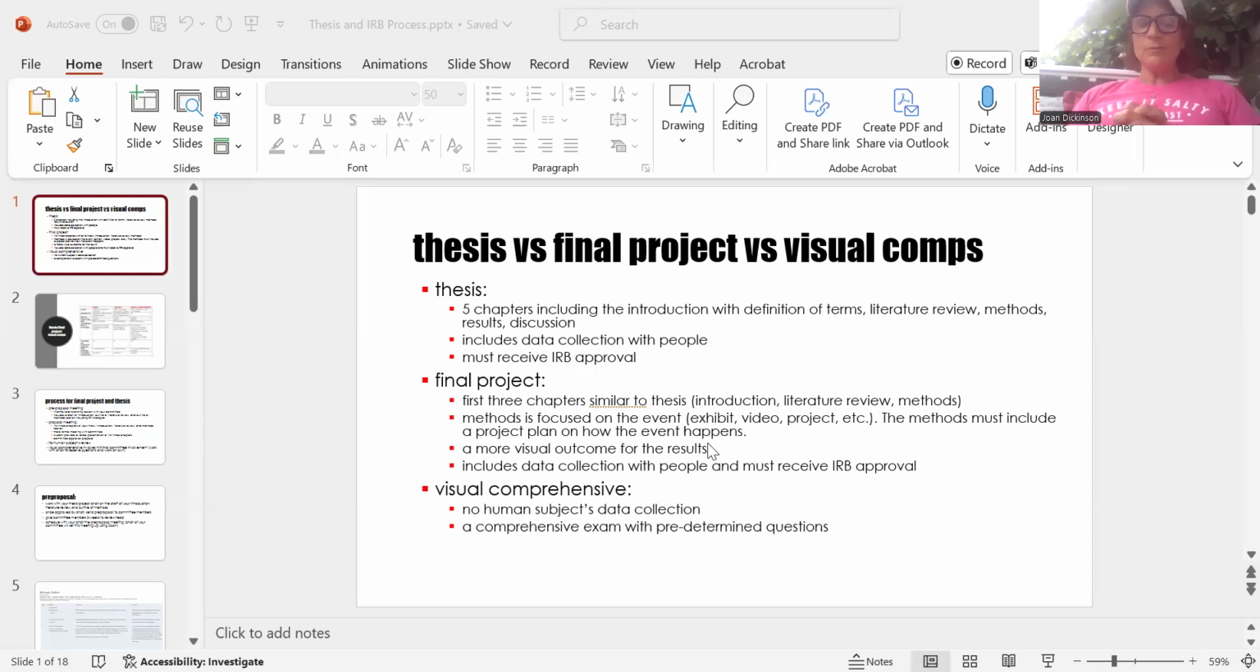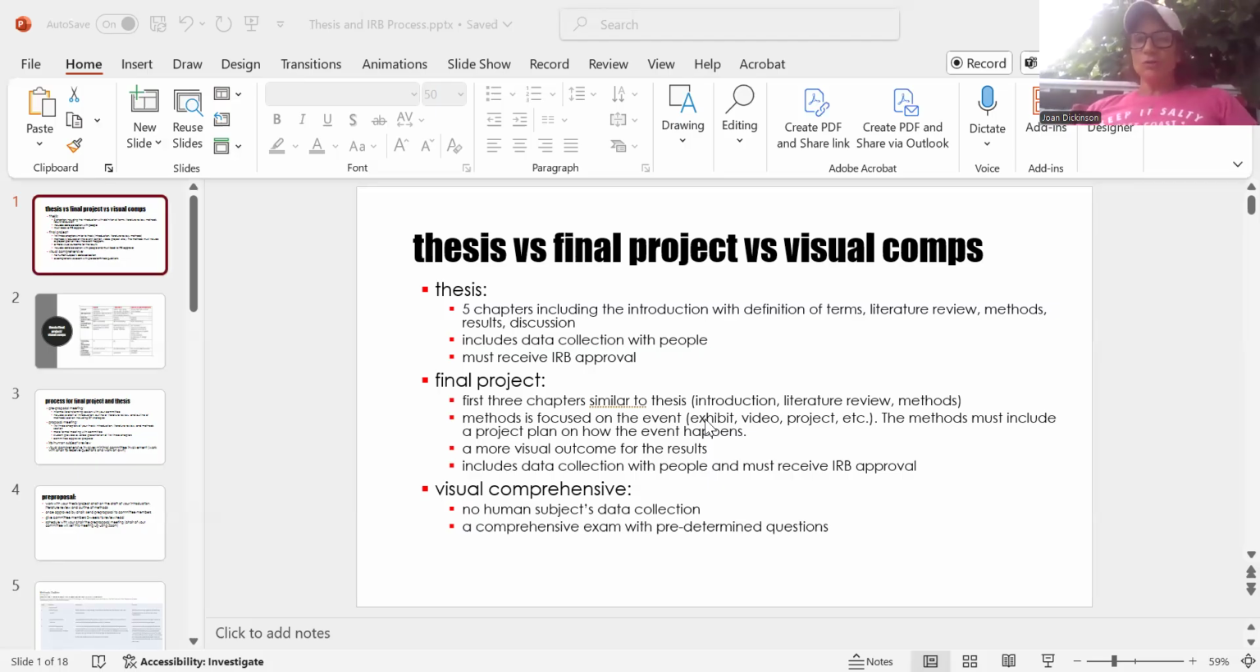So the thesis is a research thesis, and it includes 5 chapters. Three of these you worked on in design theory and research. The first chapter is the introduction with the definition of terms. The second chapter is the literature review. The third chapter is the methods. The fourth chapter is the results. And the fifth chapter is the discussion. And with the thesis, you do have appendices. If you can recall, in this class we're zeroed in mostly on the methods, the results, and the discussion, whereas in design theory and research, we focused on the introduction, literature review, and the methods.